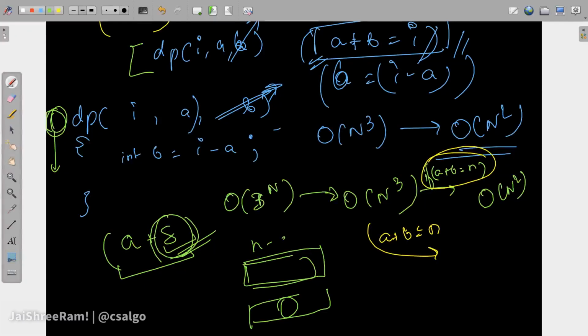a plus b plus c equal to n is a good idea, but that is again going to introduce some extra state. It's not going to reduce the state, right? Of course that's one way to think about it, but that's not going to remove n cube from it. So let me directly go into the solution.